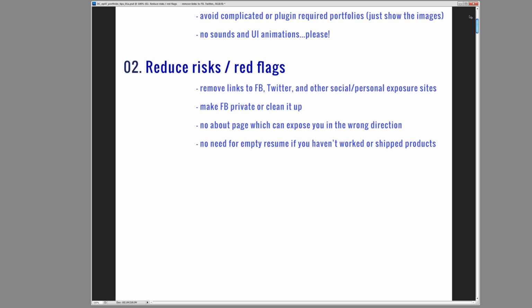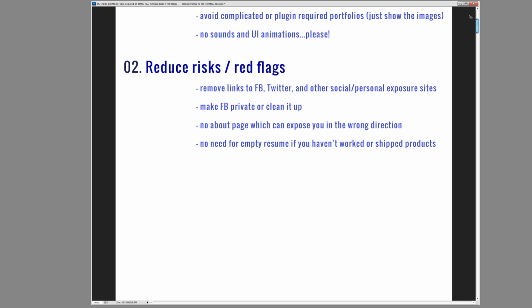And finally, no need for empty resumes if you haven't worked or shipped products. This is also something we see. Students don't have work experience, but they think a resume is important, because that's a standard way of applying for work. But in the business we're in, your portfolio is about 90% of everything. Your personality is the other 10.